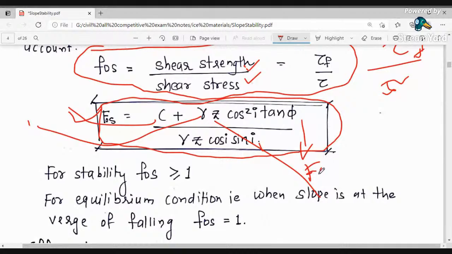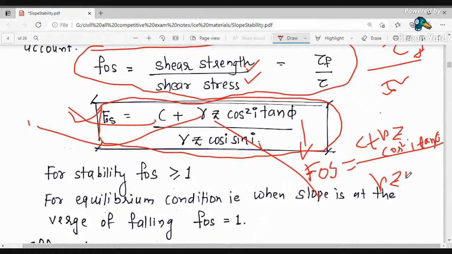Factor of safety is equal to cohesion value plus gamma, that means unit weight, into depth, into cos square I, that is the cosine of the inclined angle squared, into tan phi, where tan phi is the internal angle of friction of the soil, divided by gamma z cos I sin I.